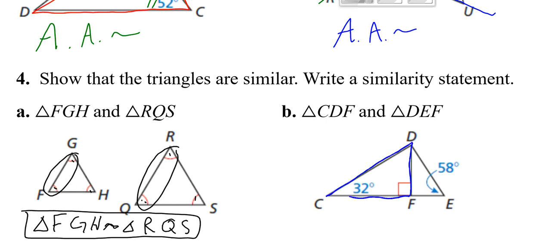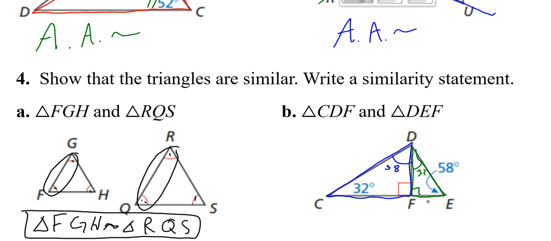I know that this angle is 32. This angle is going to have to be 58 to add up to 180 degrees. And with that same logic, for this triangle over here, DEF, this angle here has got to be 32. And then this is a right angle. So by angle, I have similarity here.